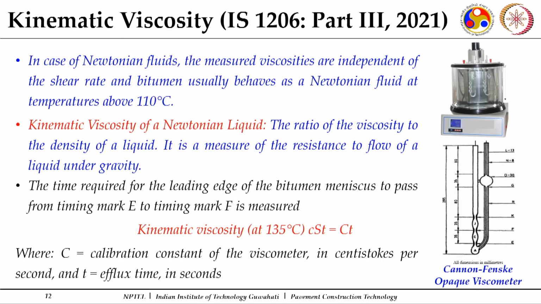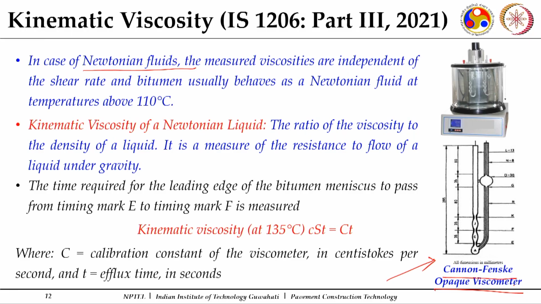Second is the viscosity which we require at elevated temperatures, and for that we go for the kinematic viscosity measurement at 135 degrees centigrade. This is a temperature which represents temperatures close to production temperatures. At these temperatures most bituminous binders behave as a Newtonian fluid, that means their shear stress is proportional to their shear rate.